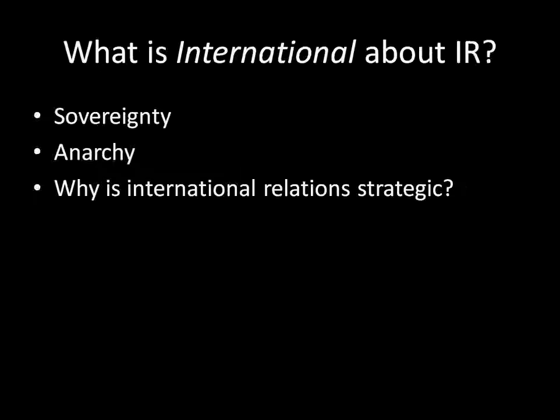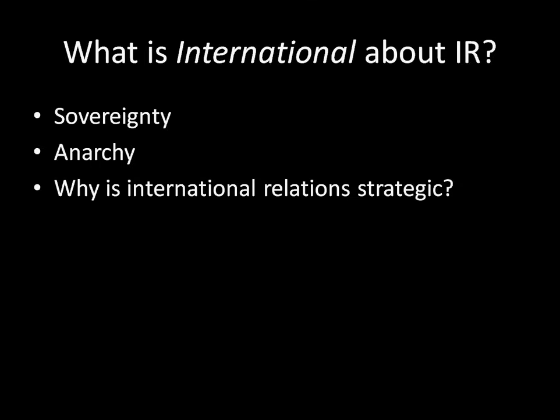So first we're going to start with asking ourselves what is international about international relations. So we'll touch on concepts of sovereignty and anarchy, which separate interstate action with intrastate action. And we're going to ask ourselves specifically, why is international relations so strategic? And because it's so strategic, it allows us to use these formal models, these game theoretical models, to help us analyze it. But first, we need to understand why we're able to do that and why these things are so great for studying international relations. And to do that, we need to understand sovereignty and anarchy. So that's what we're going to start out with.